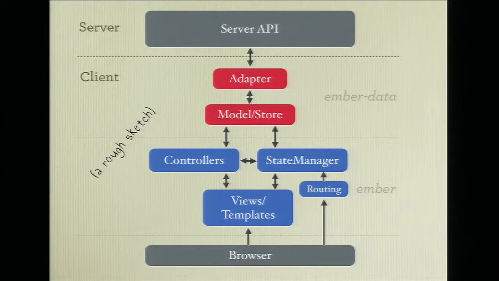This is my rough sketch about how Ember works. We have actually two libraries, Ember and Ember Data. I'm going to briefly cover Ember Data as well. But basically, the MVC part of this crosses that line between Ember Data and Ember. Controllers and views, and there's a state manager that handles switching sections of the page. And there's also now a routing layer, which is actually the thing that I really missed from Backbone.